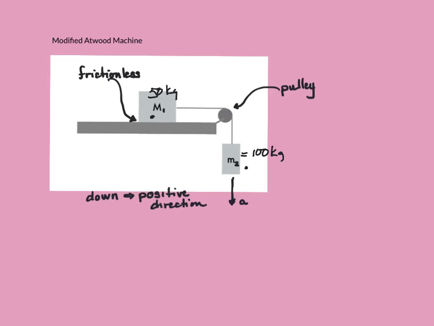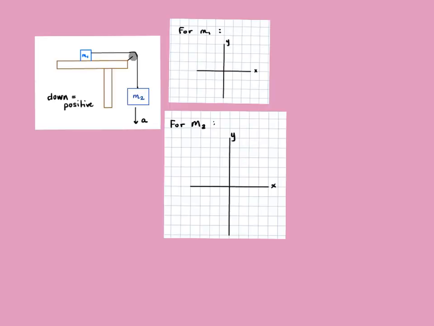To make things a little simpler, we're going to say that we have a frictionless surface, and we're going to call down the positive direction. So it's accelerating down. Let's look at some force diagrams for mass 1 and mass 2 and see what all this looks like. Again, we've got mass 1 and mass 2, and they're accelerating in the downward direction, mass 2 is.